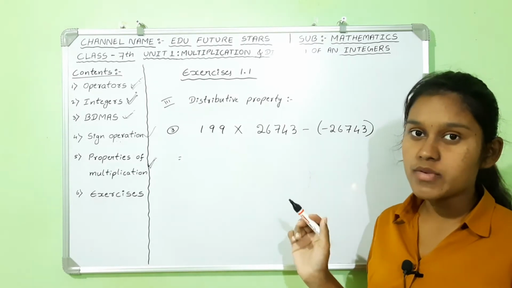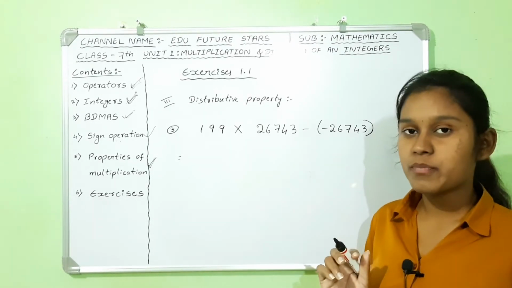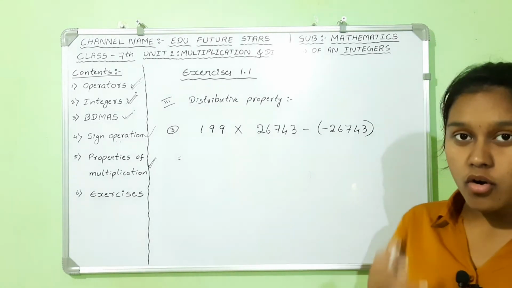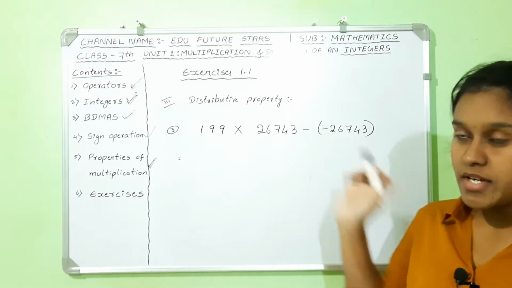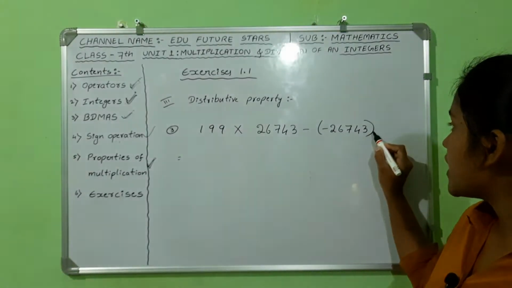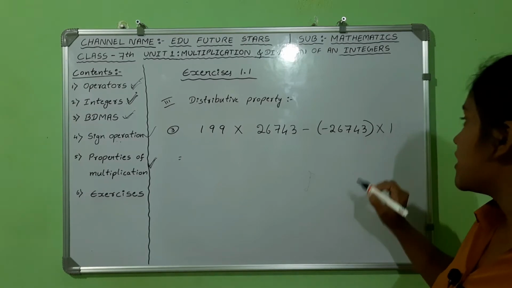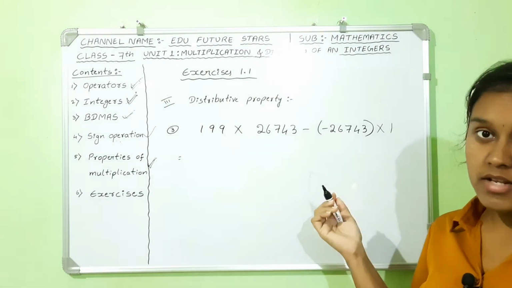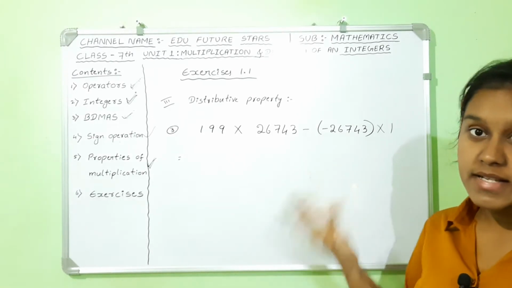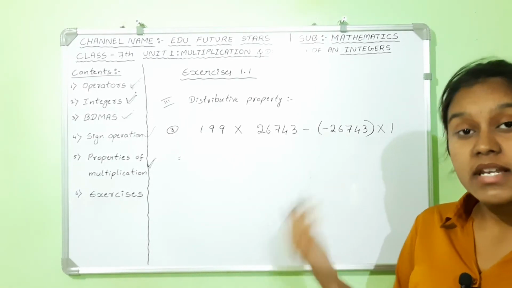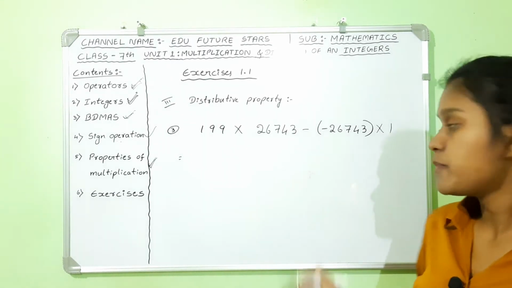In these 3 values, how can we use a distributive property for these 3 values? It's very simple. We already know the identity property, right? Let's use that identity property over here. See here what we have, 26743. If we multiply it by 1, will the value change? No, right? It is obviously itself. 1 is multiplied with any number, so obviously the number itself will be the answer, correct?